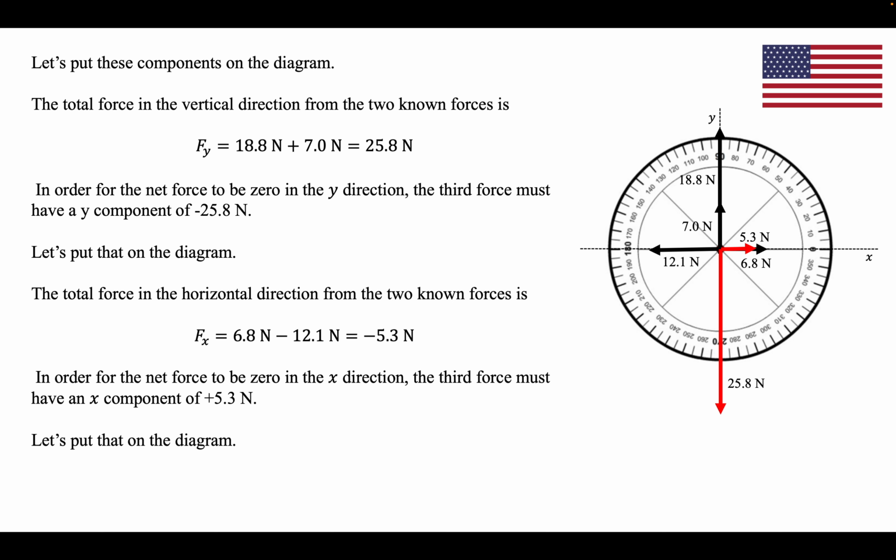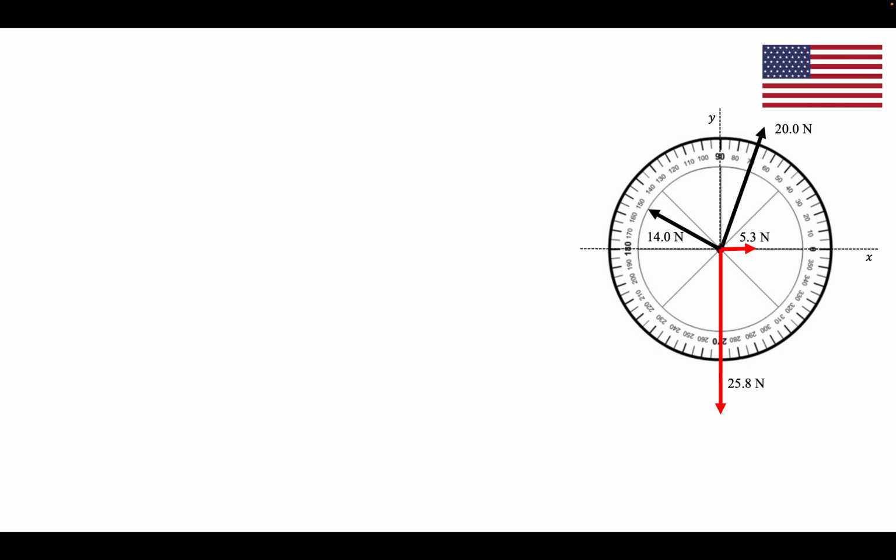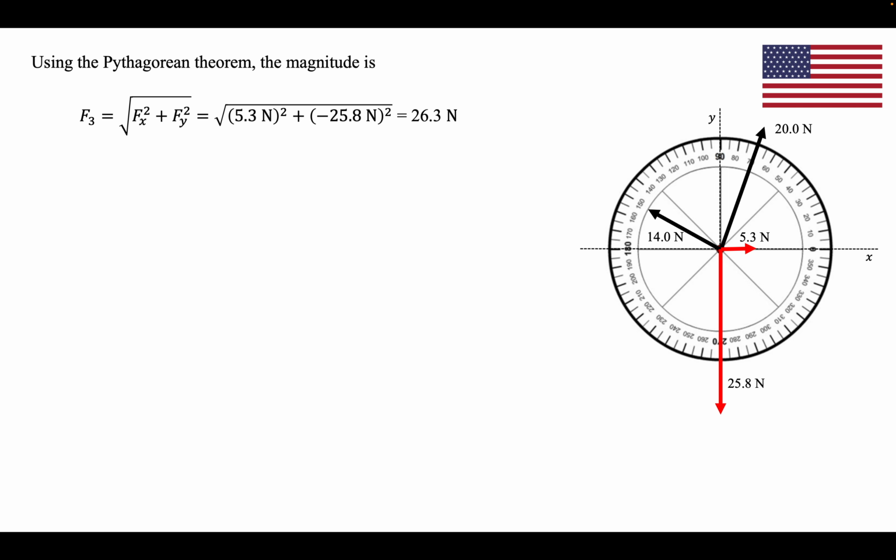There it is. Now we can see 25.8 newtons up, 25.8 newtons down, 12.1 newtons to the right, 12.1 newtons to the left. Total force is zero. So now we can calculate the magnitude and direction of this third force. There's the original two forces and the third force that we calculated. We can use the Pythagorean theorem. The magnitude is 26.3 newtons.